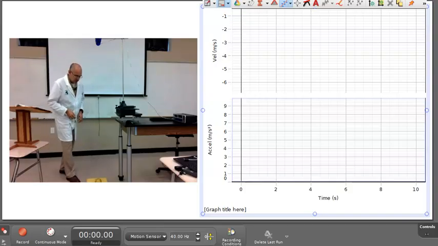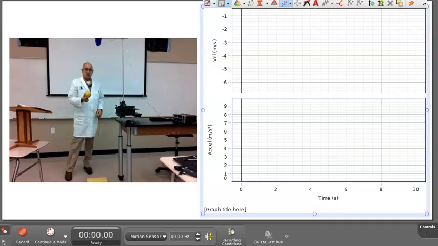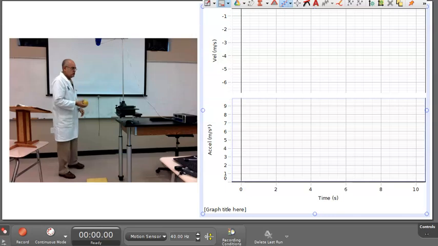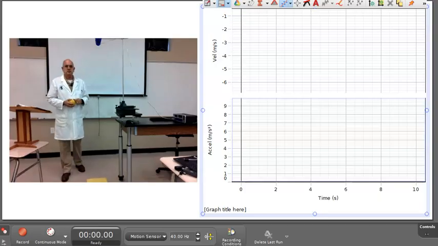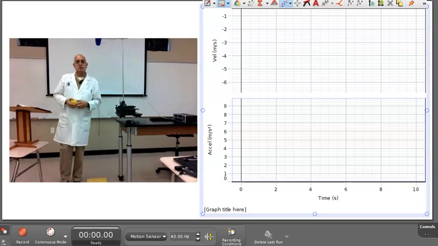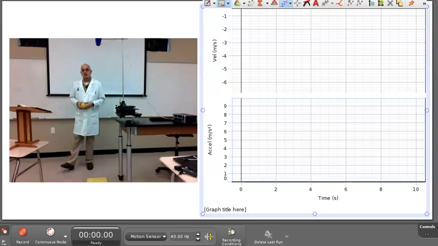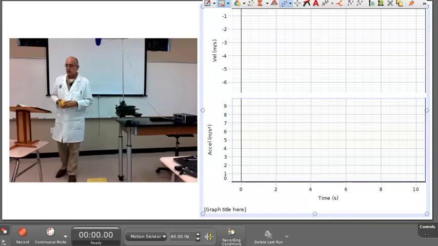So I have here a softball, and I'm just going to toss the ball up into the air and catch it, toss it up and catch it. Okay? Now the question becomes, what happened to the ball as it comes back down? Is it coming back down at a constant velocity? Is the velocity changing? Is it speeding up? If it is speeding up, is it speeding up at a constant rate, or is it speeding up at a changing rate?